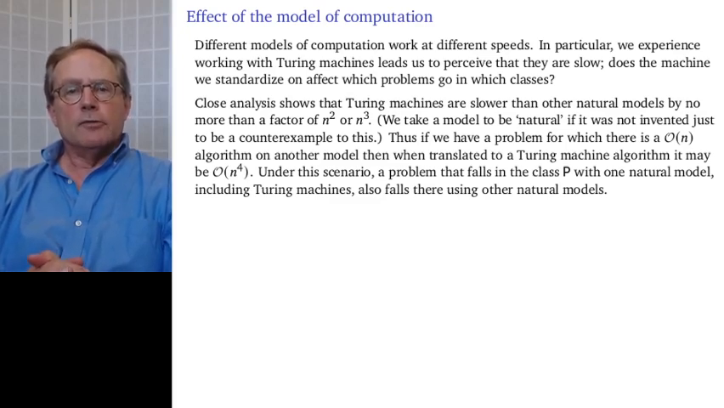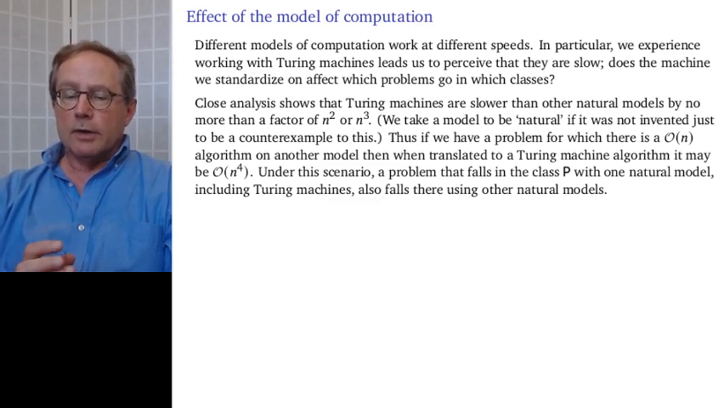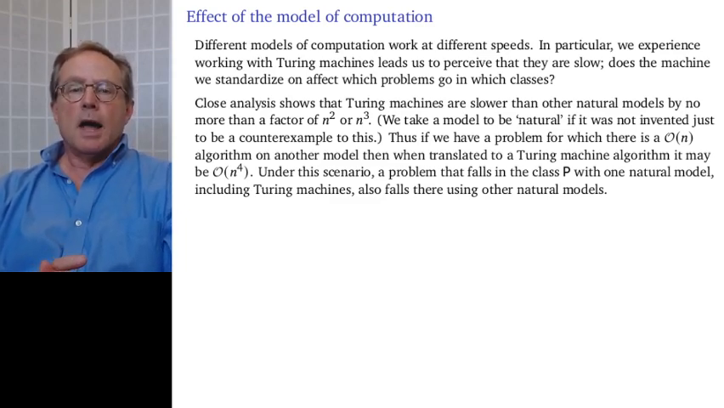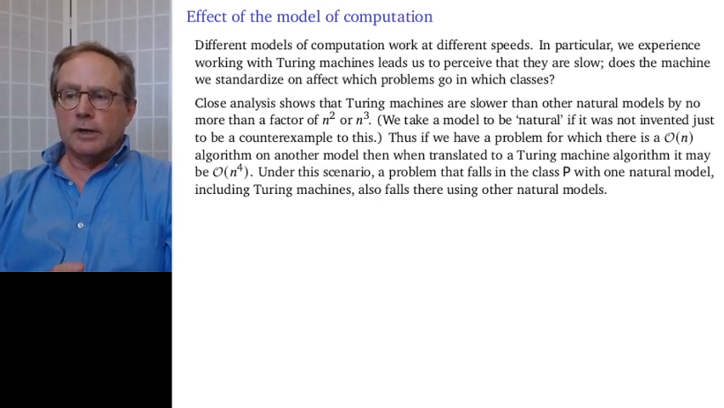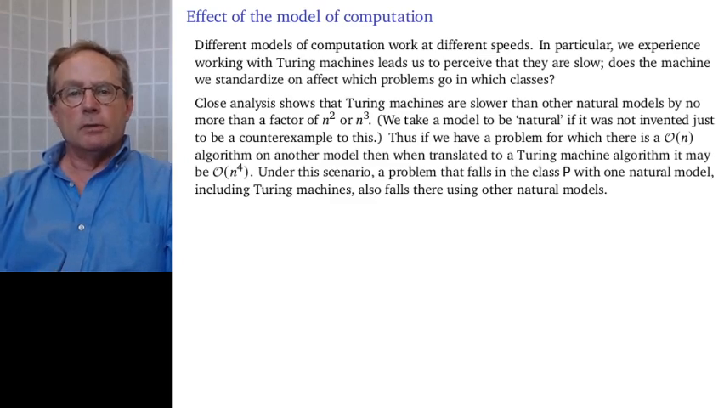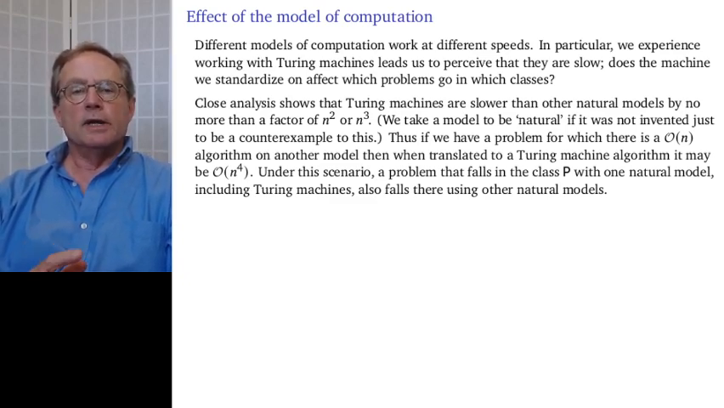Turns out the answer is that maybe that was mistaken. Close analysis shows that Turing machines are often slower than other natural models by a factor of n squared or n cubed. So if we have a problem for which there's a big O of n algorithm on a RAM model, then the Turing machine algorithm might be big O of n to the 4th.